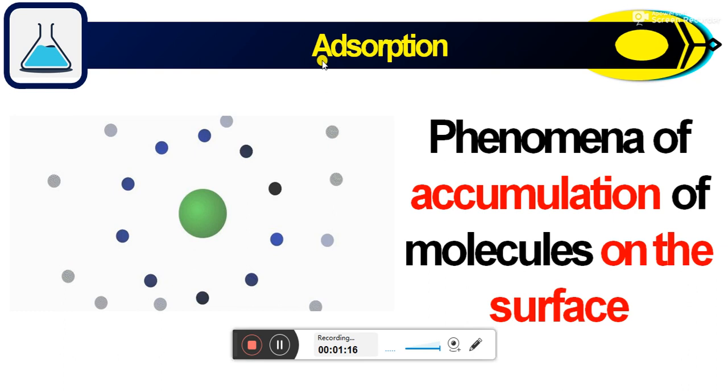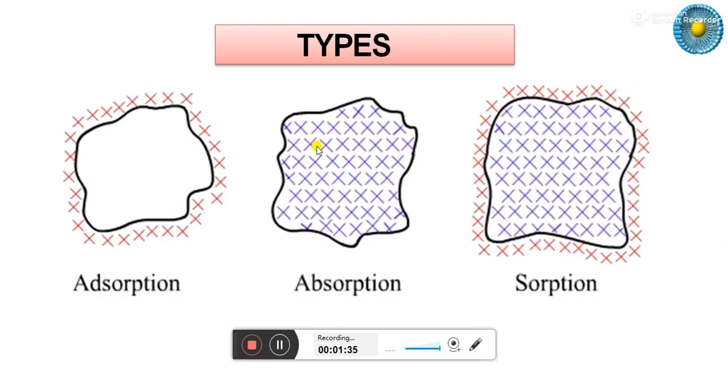Ad is nothing but adding of something. What is adsorption? It is the phenomenon of accumulation of molecules on the surface. Suppose this is my molecule, and above this molecular surface something is coming and attaching, like a powder is adding to your face. It's nothing but adsorption. Adsorption is a surface phenomenon: accumulation of the molecules on the surface of any solid.